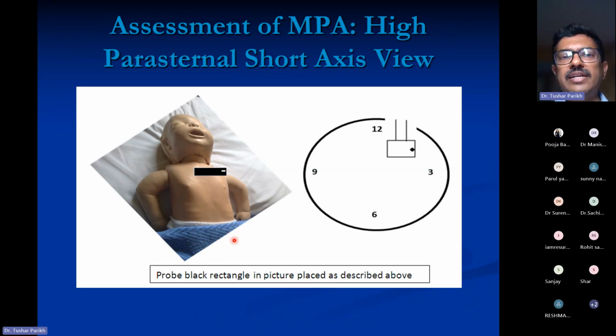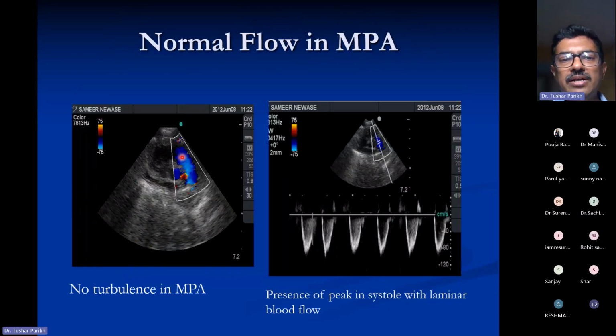So assessment of the main pulmonary artery, again parasternal short axis view. So how do you do that? This is the cardiac echo probe, and you put it in the left parasternal area. This is the long axis, and this is the short axis, where the orientation marker is towards 3 o'clock, and you're putting the probe in the left high parasternal area. Now, once you do that, you will see the main pulmonary artery coming down and dividing into the left and right. Commonly, this is described as a mustache sign. And you look for turbulence in the main pulmonary artery.